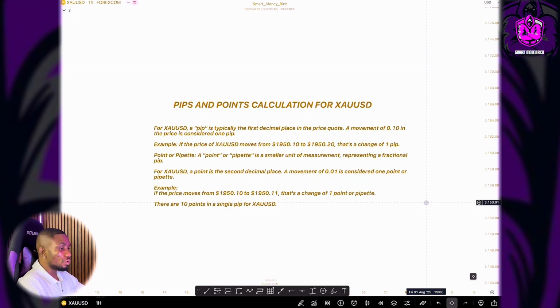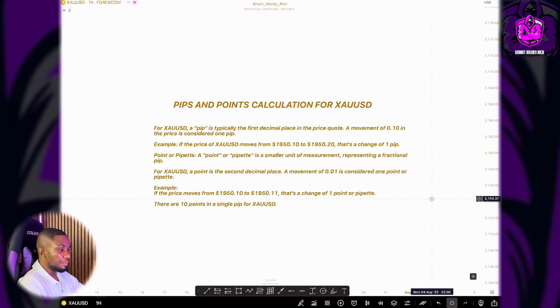For gold, a pip is typically the first decimal place in the price quote. A movement of 0.10 in the price is considered 1 pip. For example, if the price of gold moves from 1950.10 to 1950.20, that's a change of what? 1 pip. Do you guys understand?